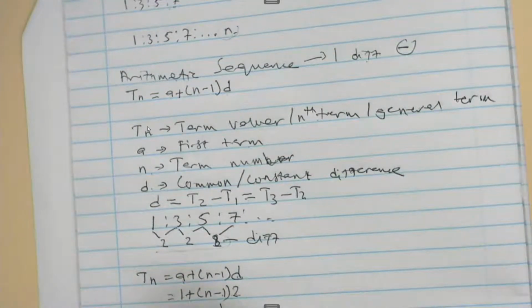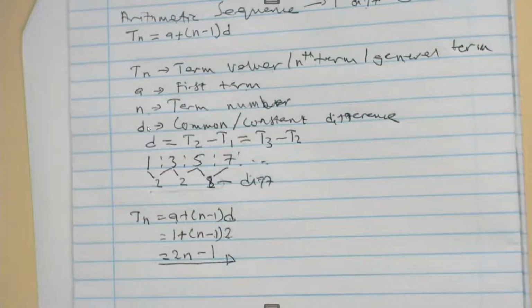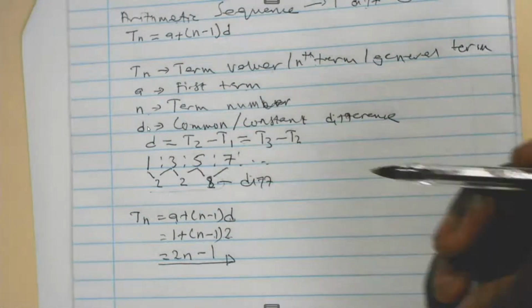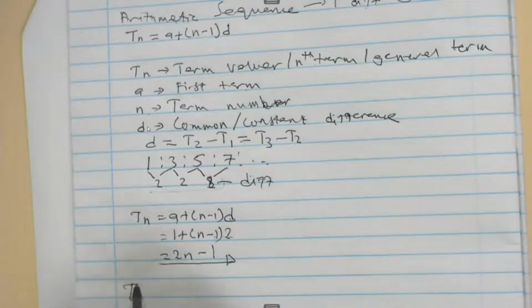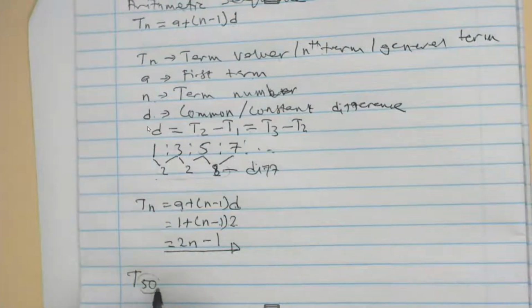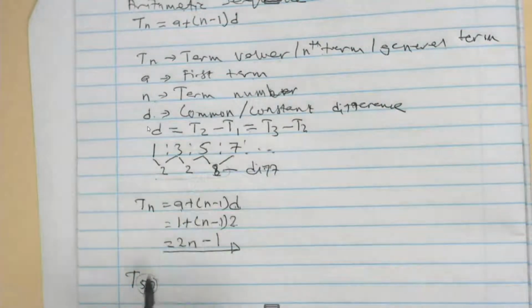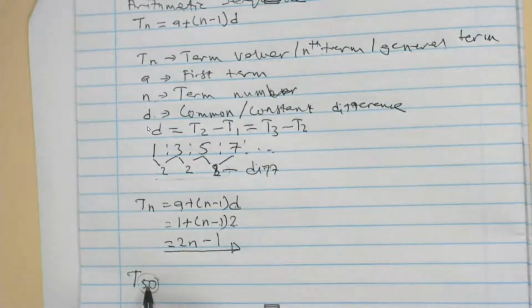This is the nth term of this sequence there, 1, 3, 5 and 7. The nth term there is 2n minus 1. Okay, for instance, if we are requested to find term number 50, this is the term number. We are looking for the term value. We have the term number 50, and then we are requested to find the value of term number 50.